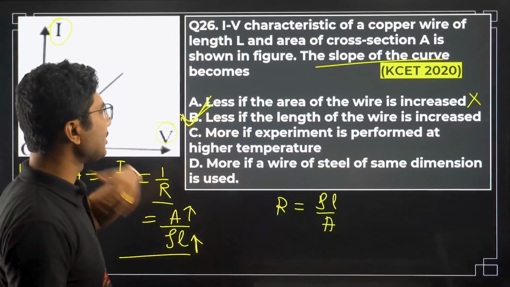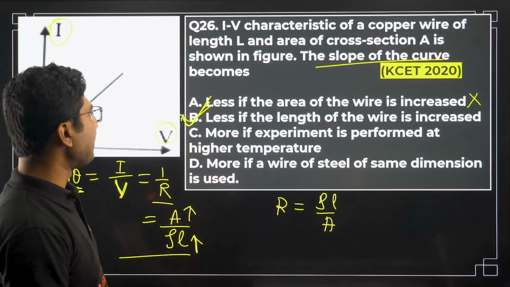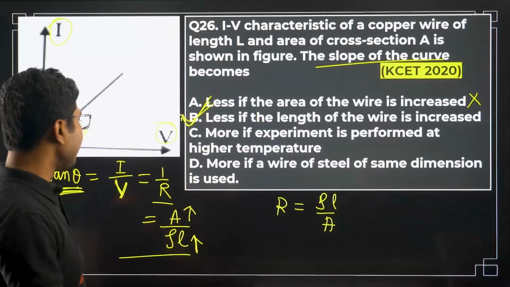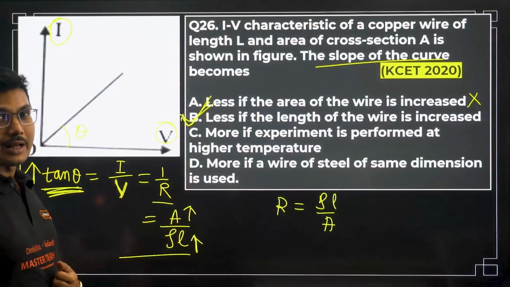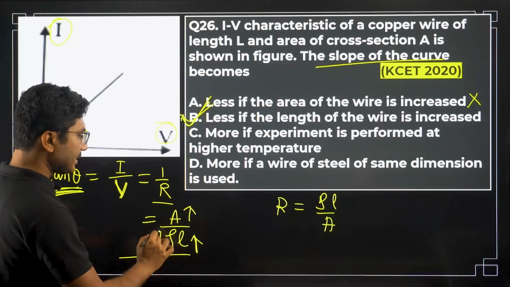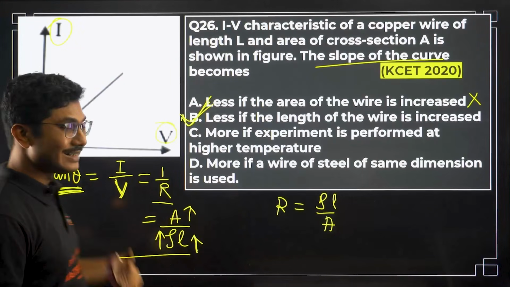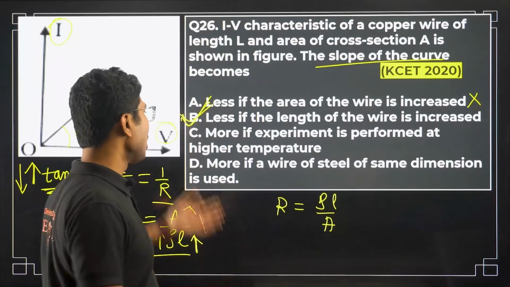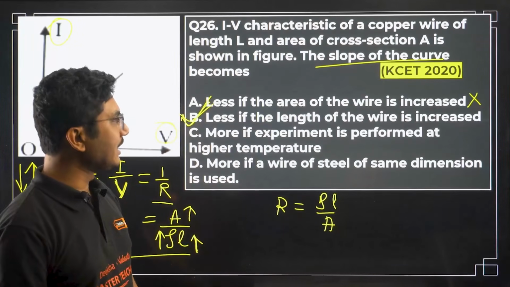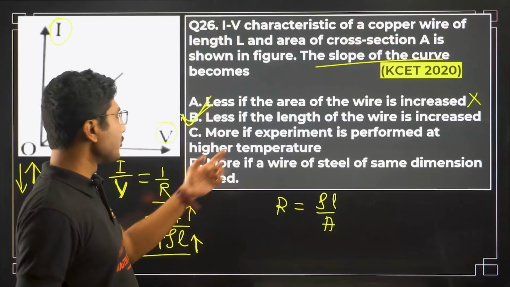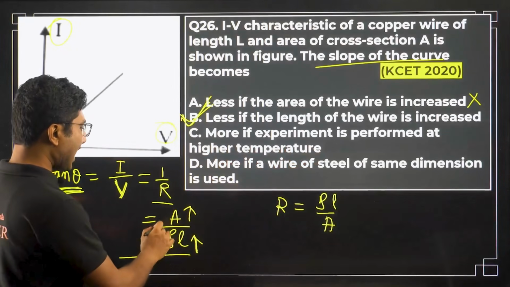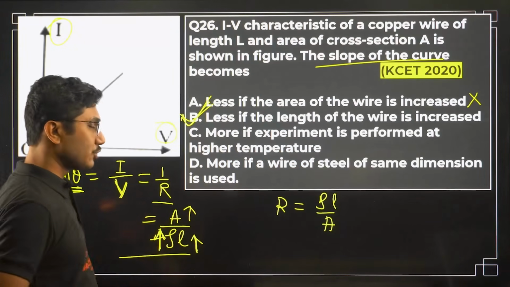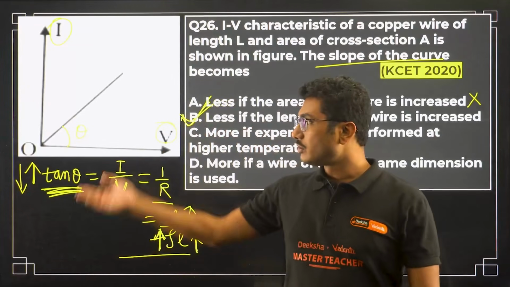Let's check the other options. More if the experiment is performed at higher temperature. If you perform the experiment at higher temperature, then rho increases. So rho increases means tan theta decreases, slope decreases. More if a wire of steel of the same dimension is used. So if you are using steel, steel has higher resistivity than copper. So higher resistivity means slope decreases.